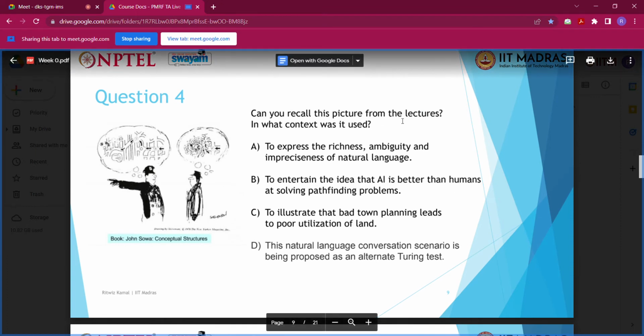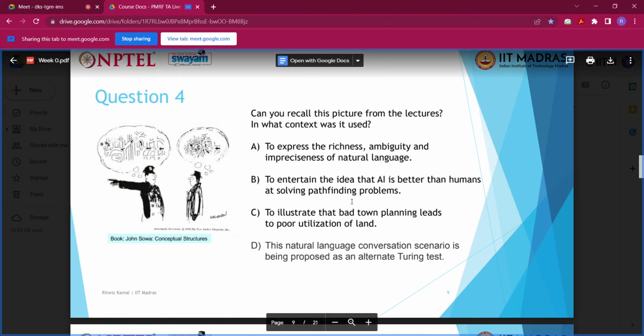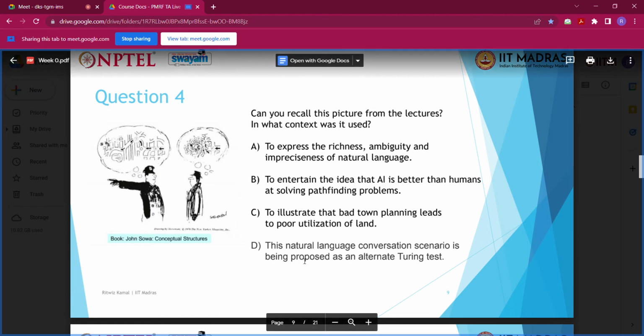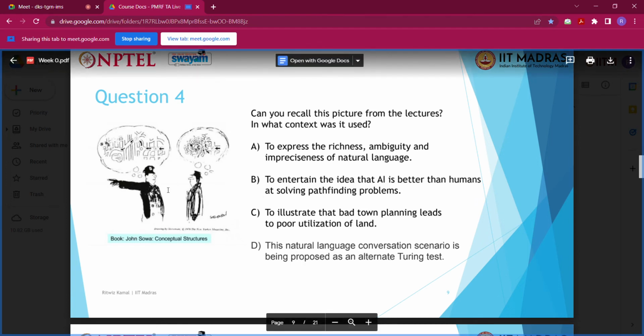Can you recall this picture from the lectures and in what context was it used? A. To express the richness, the ambiguity, and the impreciseness of natural language. B. To entertain the idea that AI is better than humans at solving pathfinding problems. C. To illustrate that bad town planning leads to poor utilization of land. Or D. This natural language conversation scenario is being proposed as an alternate Turing test. Let's look at the image.